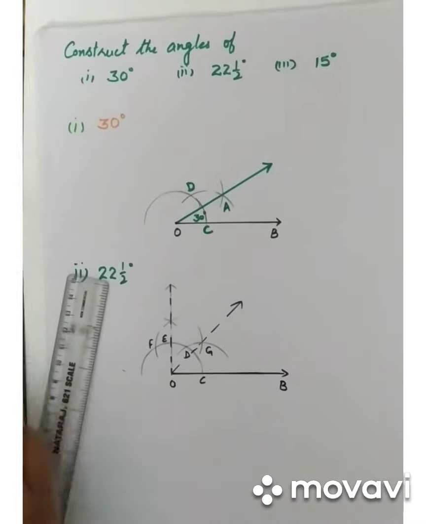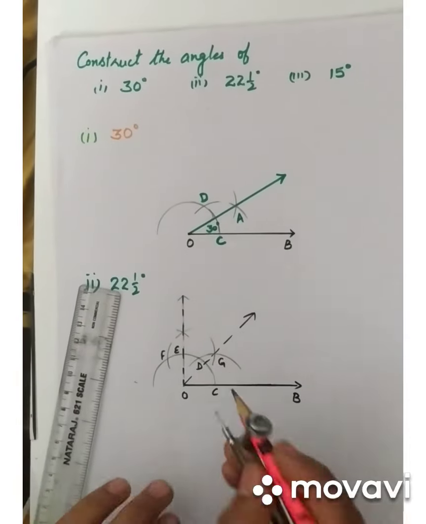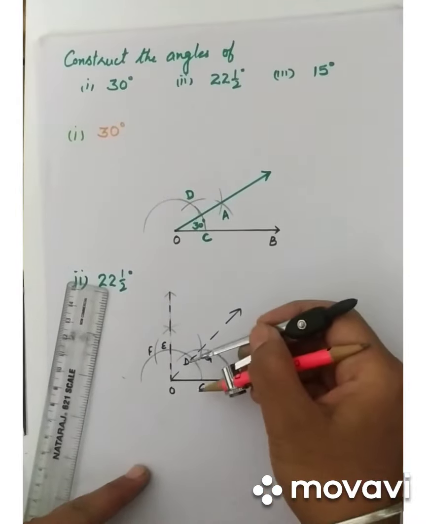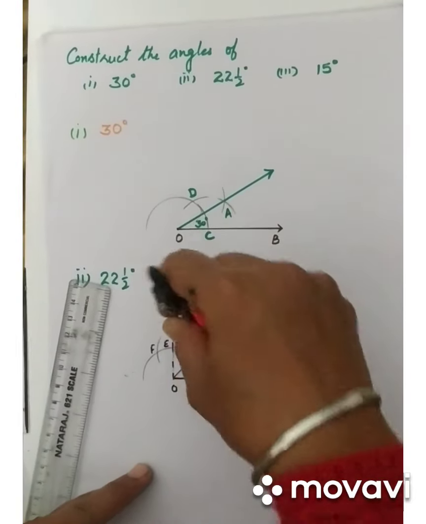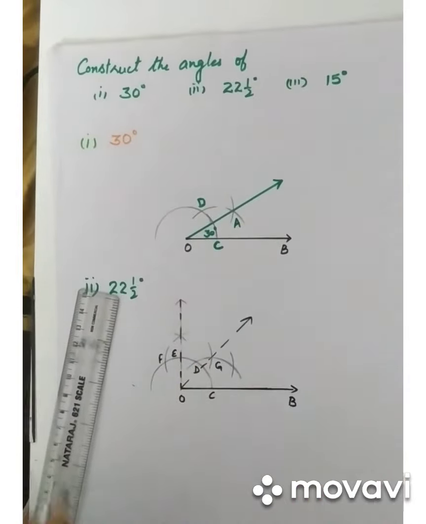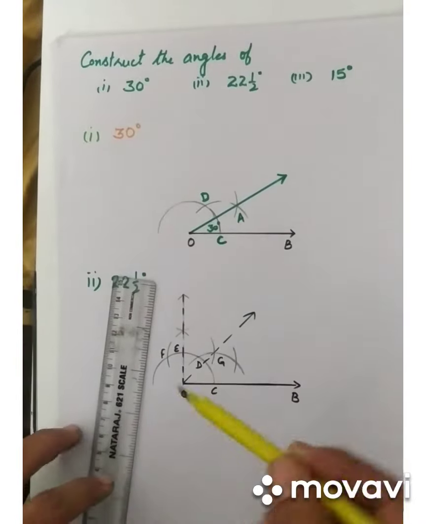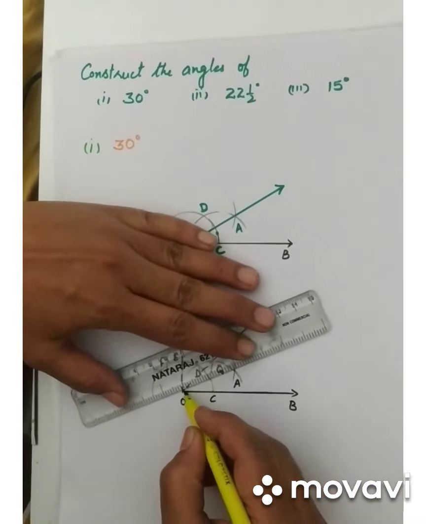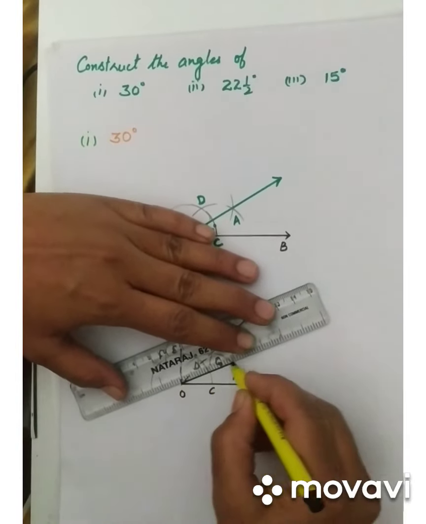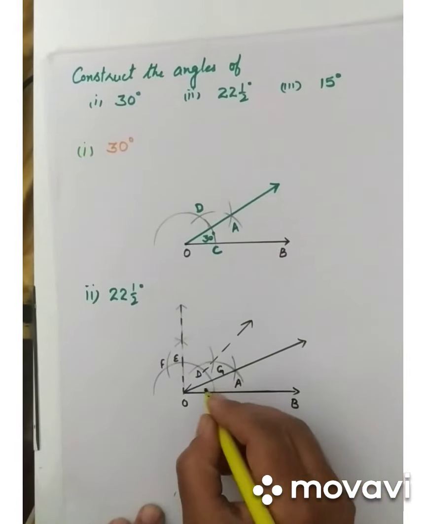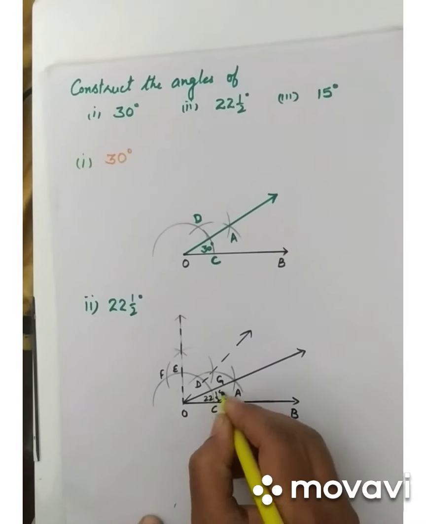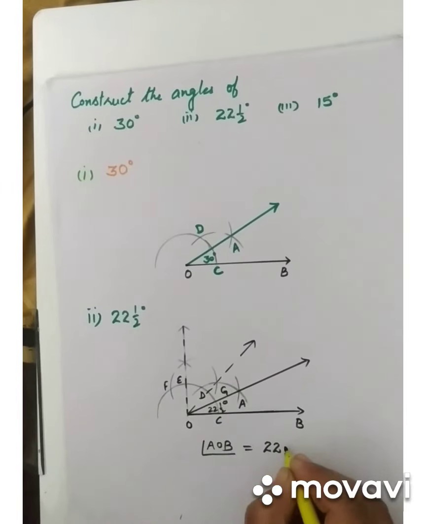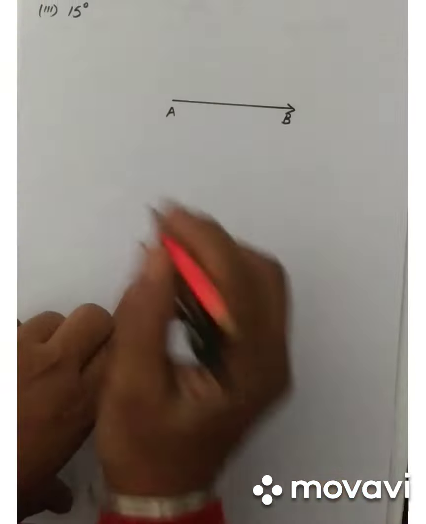Now we have to bisect this angle and it becomes 22.5. Once again with C as a center, draw an arc with the same radius, and from this point G we have to cut the previous arc, and mark this point of intersection as A and join with O. And here you have the angle of 22.5 degree. So angle AOB is 22.5 degree.